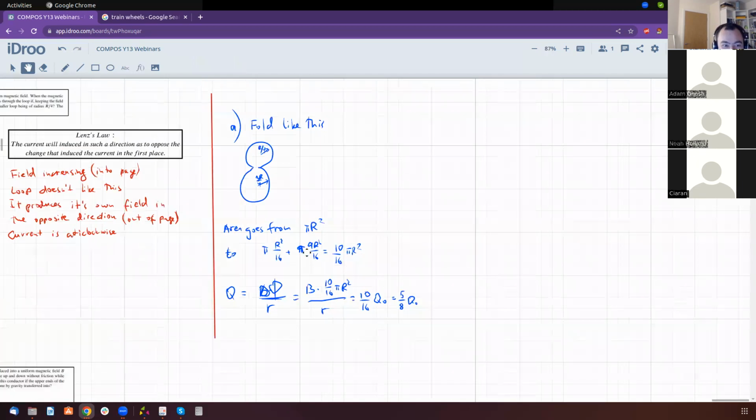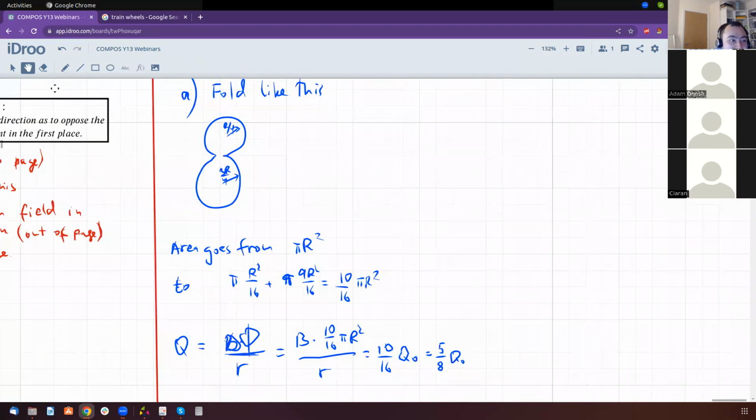So yeah, all you need to remember is that the charge that flows is due to the change in flux, and the flux changes because the area changes. We're reducing the size of the loop, therefore the flux will change, so there will be charge passing through.